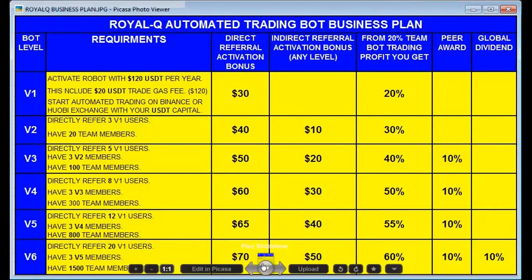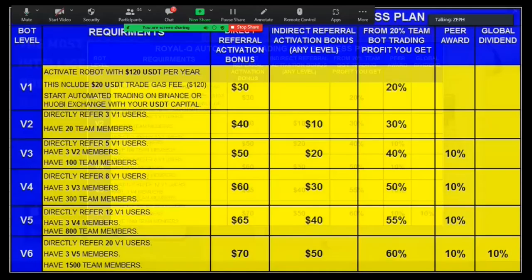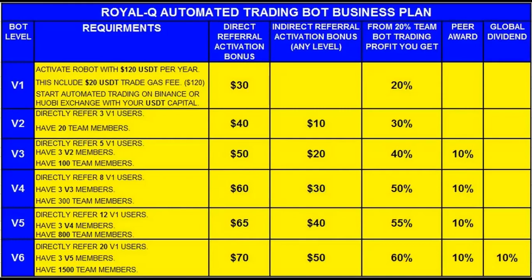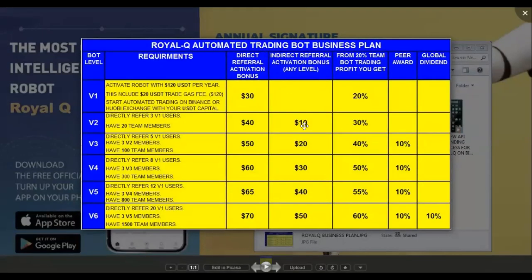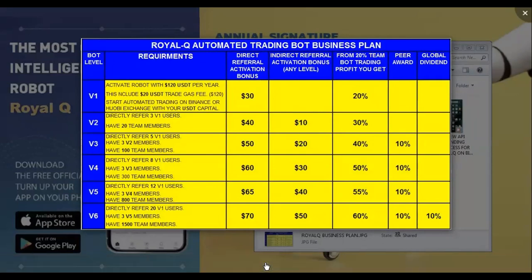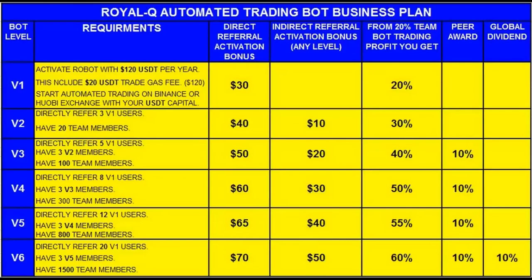So without wasting much time, I want us to look at this compensation plan. It's saying Royalq automated trading bot business plan. And on the left side, we have bot levels.